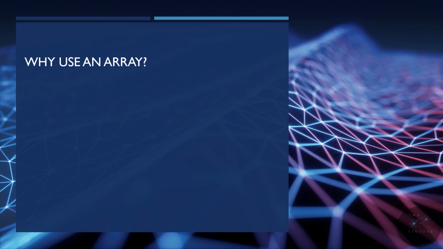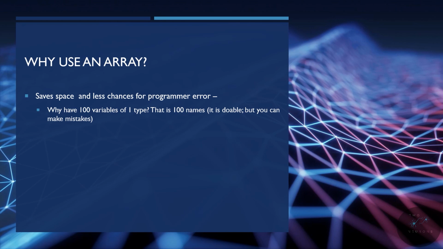So why do we use an array? Well, arrays save space and there's less chance for programmer error. For example, think if I had 100 variables of one type, say test scores. Well, that means I'd have to have 100 variables with 100 names. It's doable, it's messy, and I'm more prone to make mistakes when I'm trying to get a single one of these variables. So with that said, we use it because it stores a single group of elements with one name.